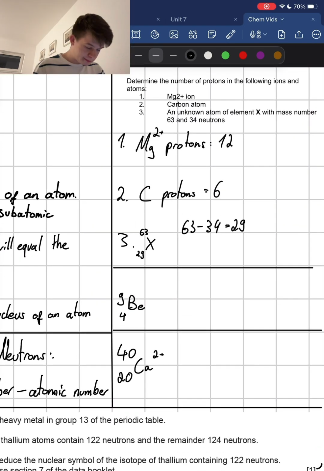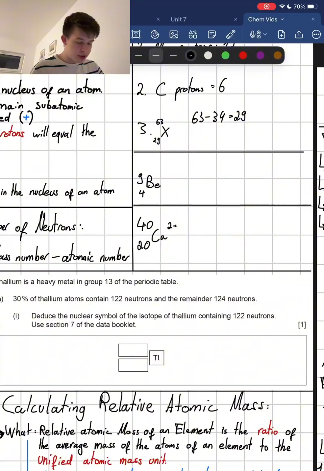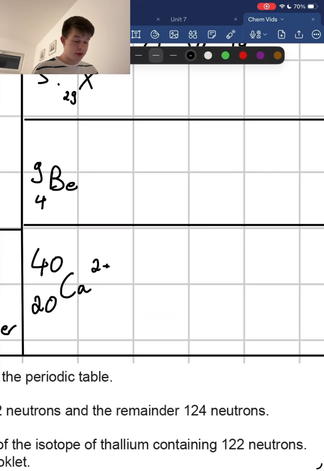Pretty simple. Okay, now I'll give you something a bit more challenging. It's not that challenging, but we have to state how many electrons, neutrons, and protons it has. So I will give you guys a second.